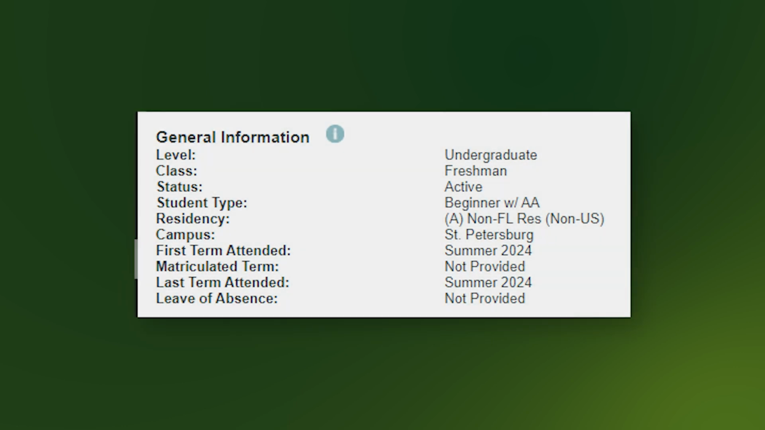Under General Information, you will see your current level, class, and status. Student type is an admissions classification, and residency displays your residency for tuition purposes. Next, you will see your home campus, your first term and last term attended, which can be helpful to you when filling out enrollment verification forms for third parties.